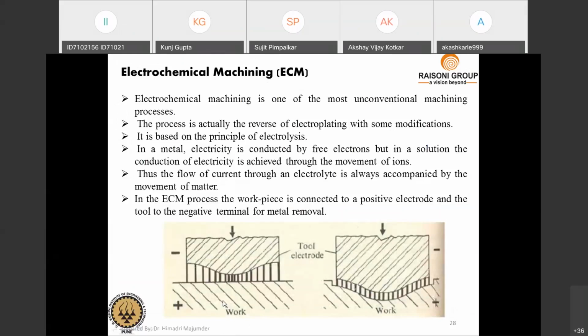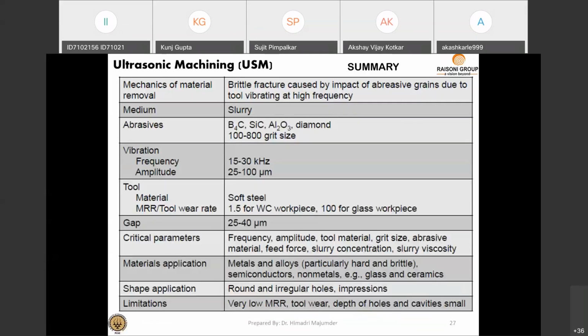So today we may go a little fast, because there is less time. Your CA3 is coming, so that's why we may go a little fast in ultrasonic machining.